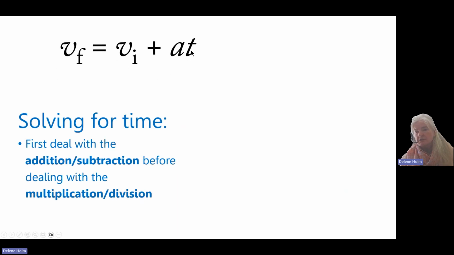We want to solve for time, which means I've got to get rid of a, because it's a times t, but I've also got to get rid of the initial velocity, because it's an initial velocity plus a t. So we always deal with addition and subtraction before we do any multiplication or division, because with multiplication and division, we only want one sort of term, not two terms as in v plus a t.